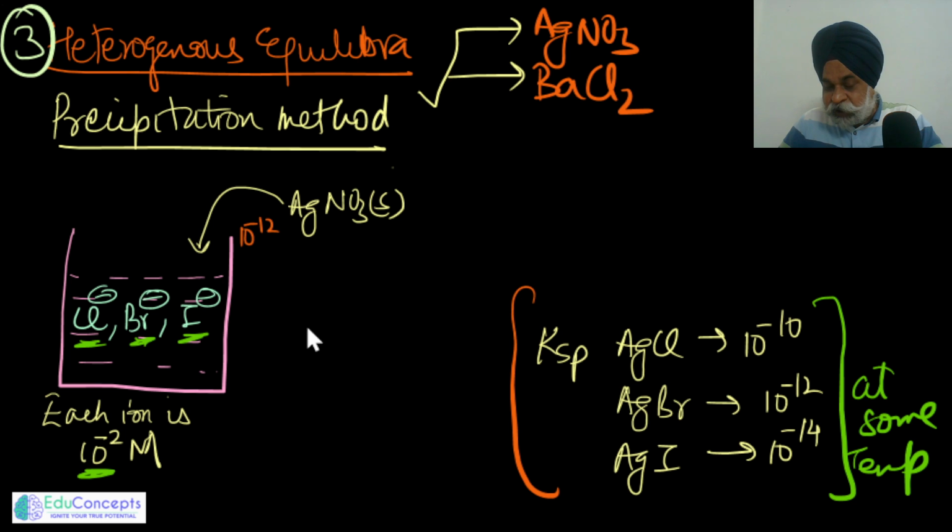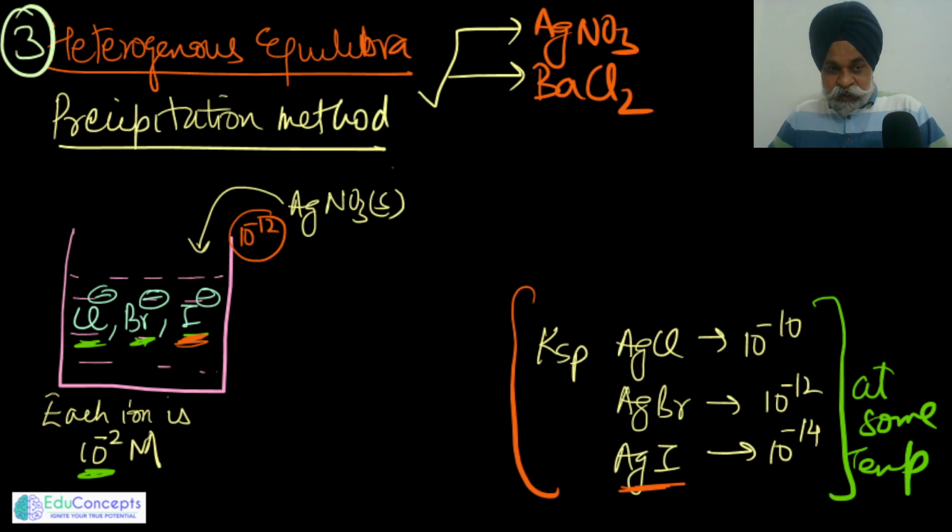So what we are trying to say here is that AgI has the least KSP, so it would precipitate first on addition of Ag positive ions, and the quantity required is this much. So I just wanted to give you a bit of an idea.